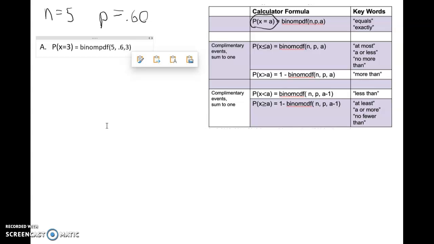And we'll get 0.346 for our answer. The next one, we're looking at the probability that less than 2 believe in the devil.